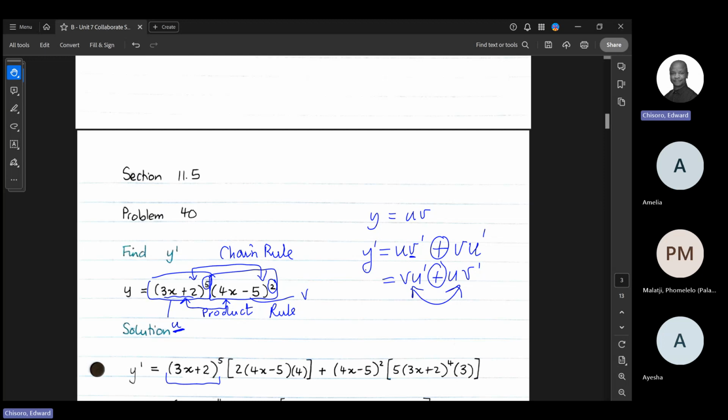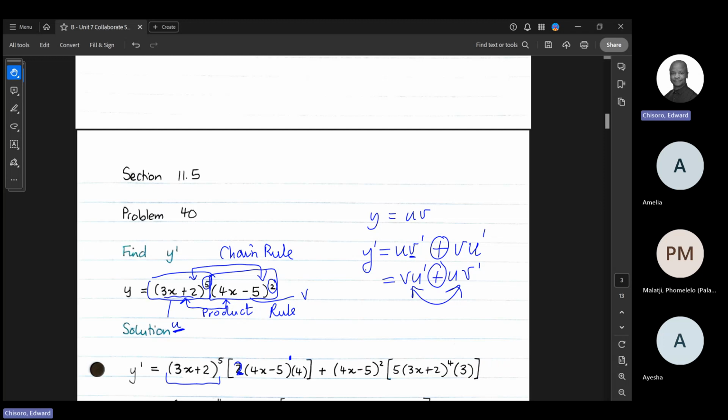To differentiate it, we need to use the chain rule. So the outer function is this 2. So we differentiate something to the power of 2. We know that we bring the power down. So that's 2 multiplied by the whole bracket to the power of 2 minus 1. That 2 minus 1 is 1, so that power is 1, which we normally don't write.